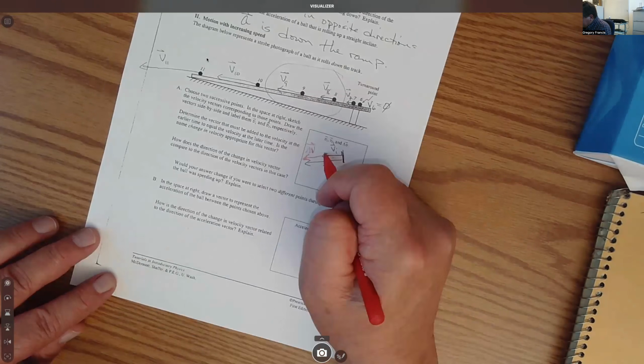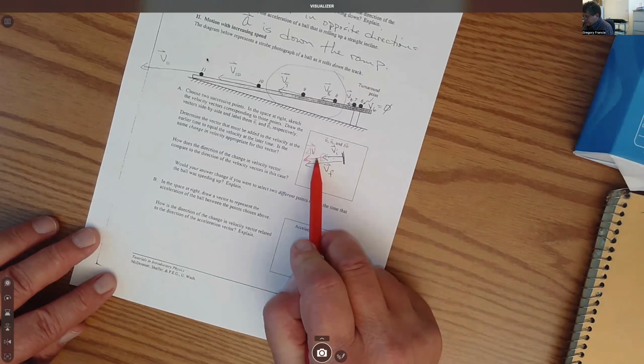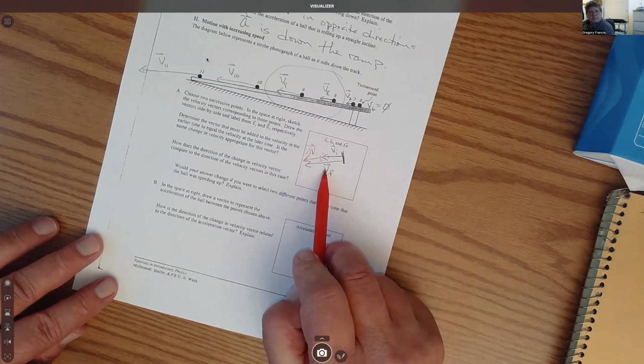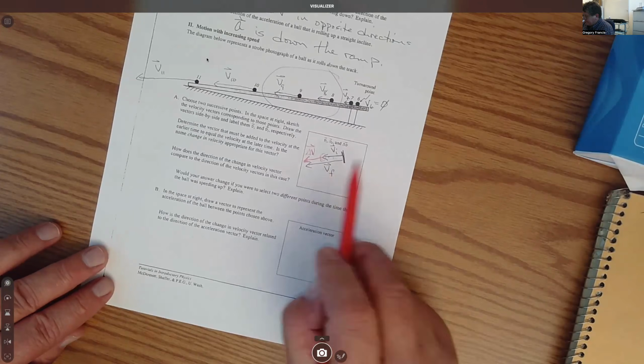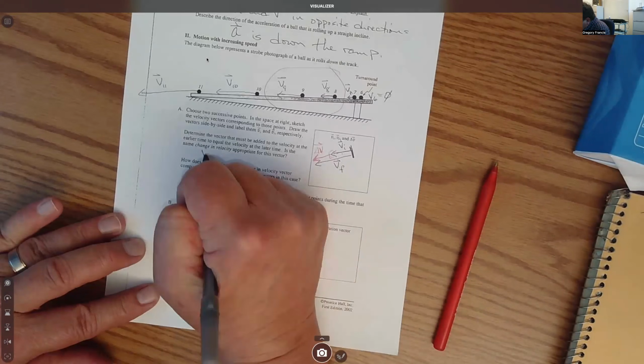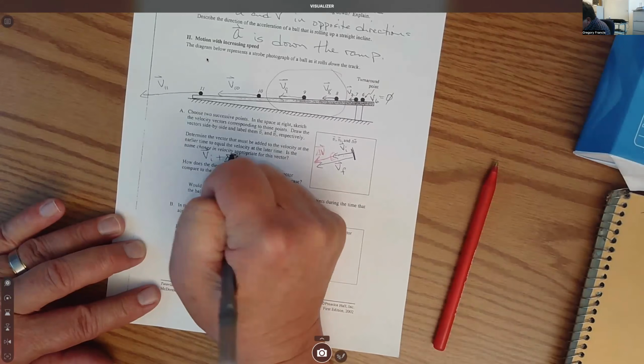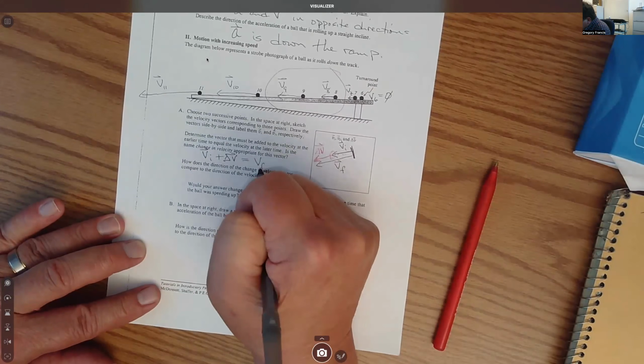And there's a plus sign right there. This short vector down the ramp plus this change down the ramp gives me the long vector down the ramp. And again, that's what a change is. It's what I have to add to the initial to turn it into the final.